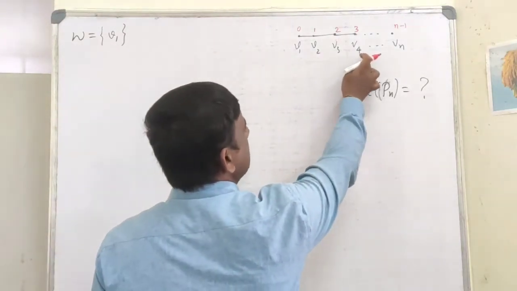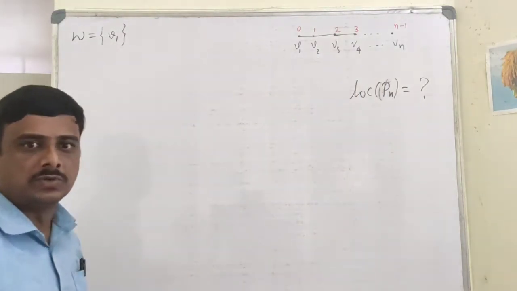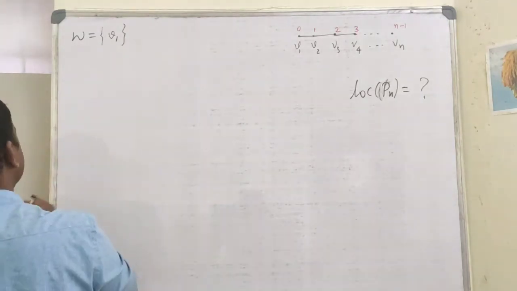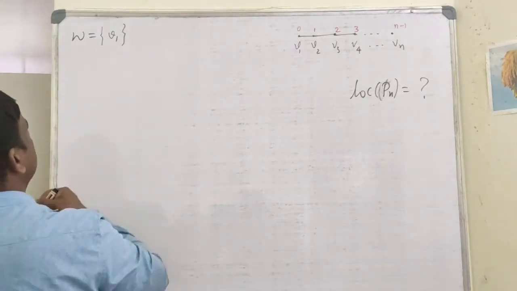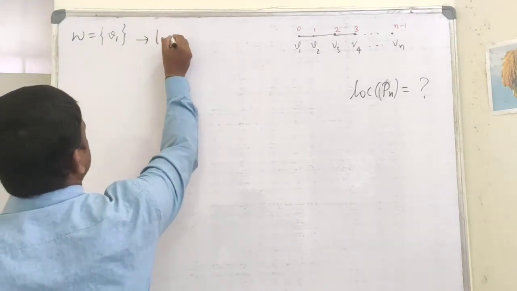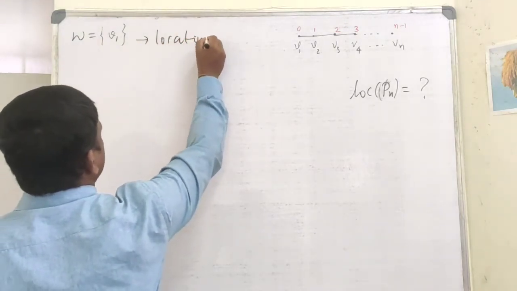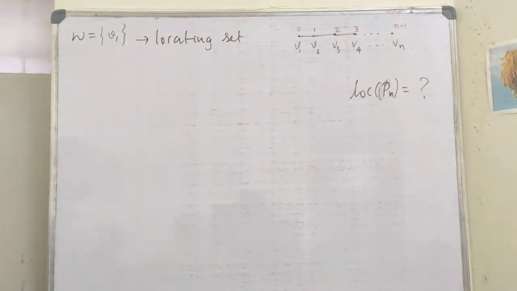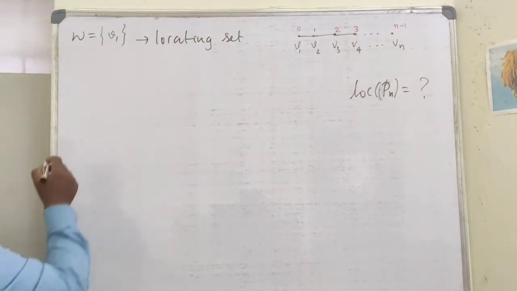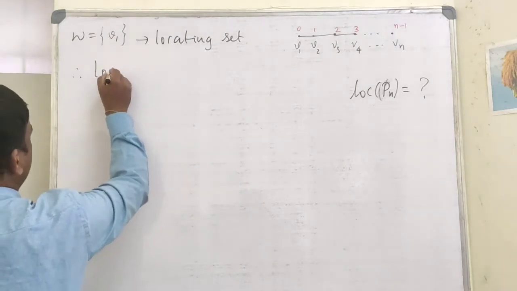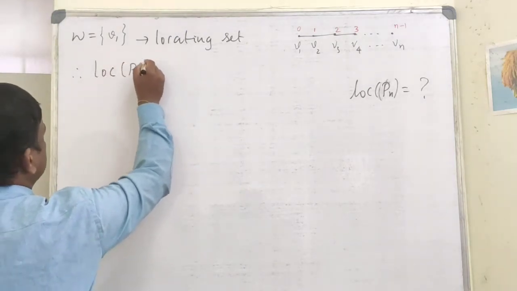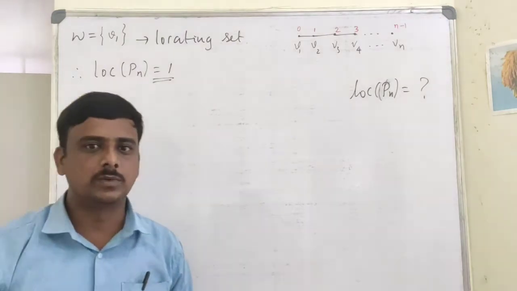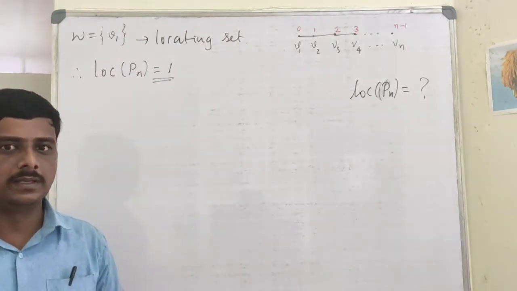See, each vertex has got a different code. Therefore W will be a locating set, because each vertex in the graph got a different code. Therefore, the locating number of Pn is 1. The locating number of Pn is 1, and n may be any number.